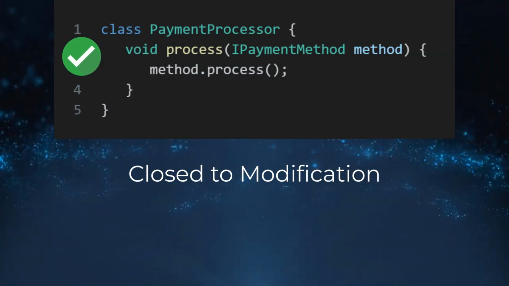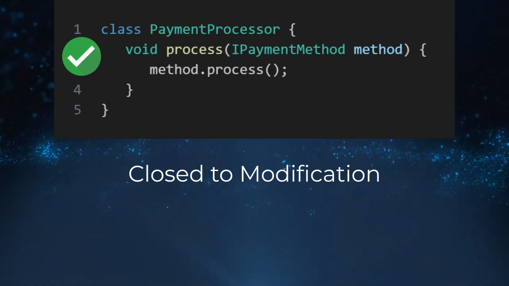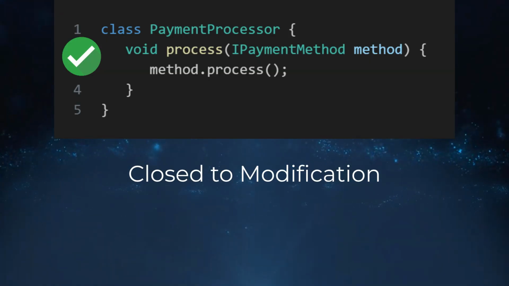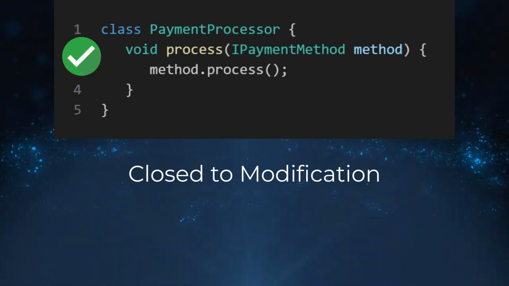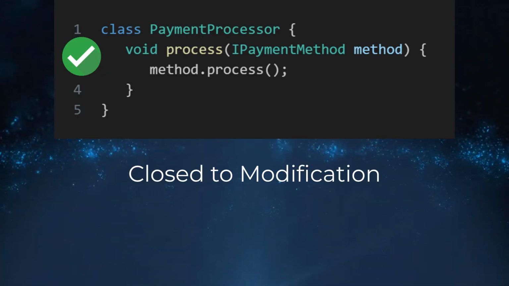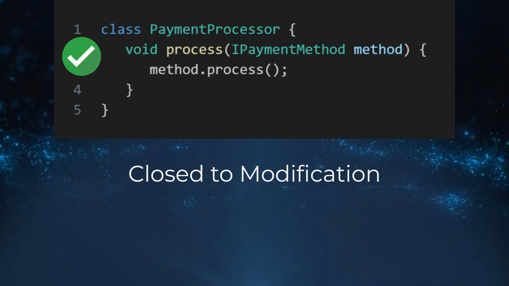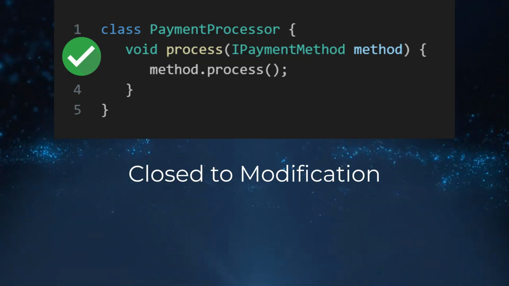Here is our refactored processor. Look how clean it is. It simply takes the interface and calls process. We can now say this class is closed. We never have to touch this file again, no matter how many payment methods we add in the future.